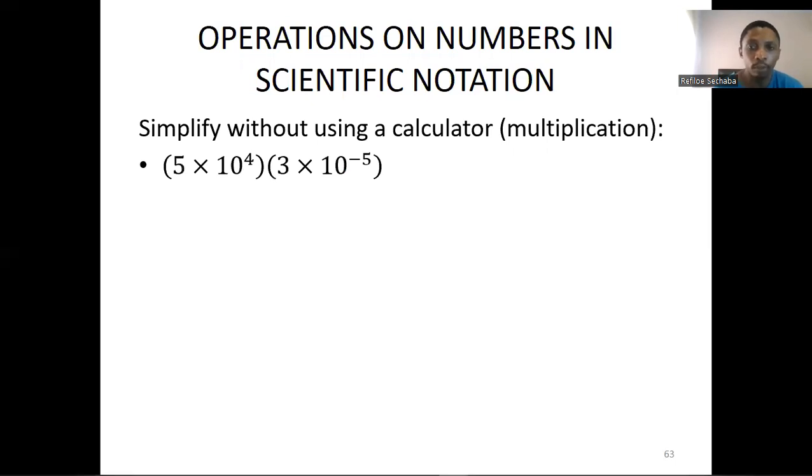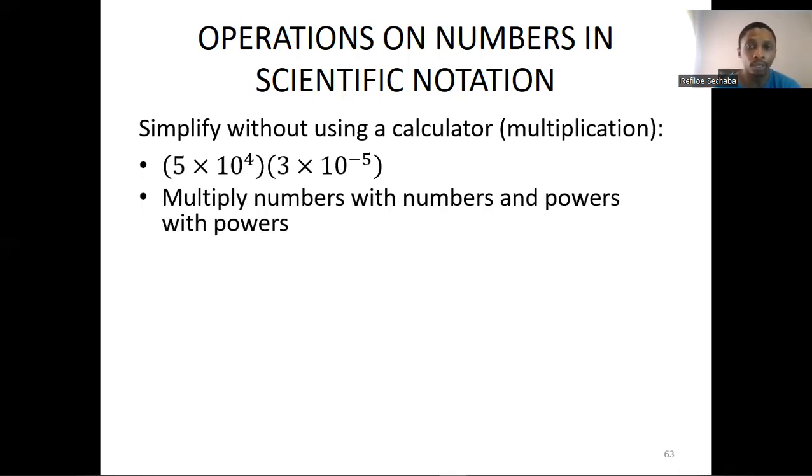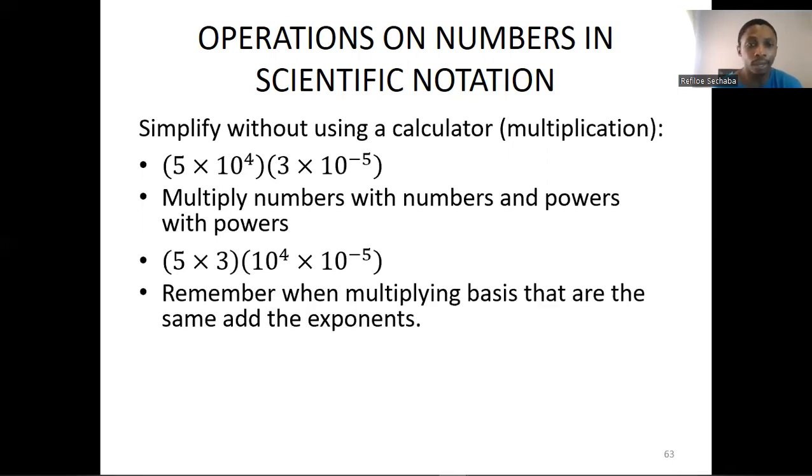Note that when you multiply numbers written in scientific notation, you multiply numbers with numbers and powers with powers. So I will make it simple. What is 5 times 3? 5 times 3 will be 15, but when you multiply the powers, know that you're multiplying the bases that are the same, therefore you must add the exponents. So you're going to write that as 10 to the exponent of 4 plus -5, which is whenever you add a negative number, it'll just be minus. So it'll be 10 to the exponent of 4 minus 5. And 4 minus 5 will give you -1. So I'll end up with 15 times 10 to the exponent of -1.